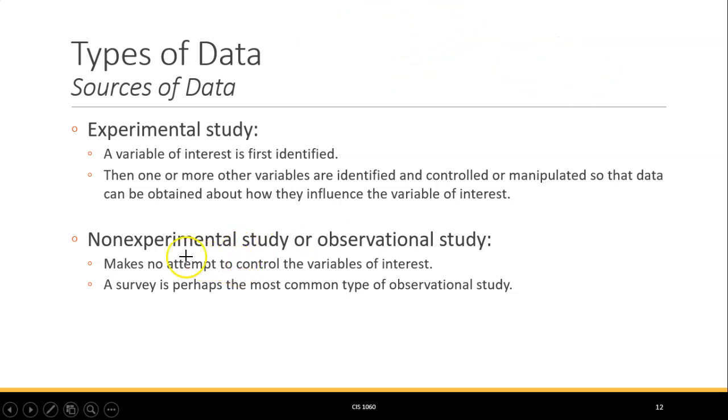Now, a non-experimental or observational study doesn't do anything to manipulate the conditions. They just kind of take a look at what's happening. A really good example is looking at sentiment on social media. That usually has some kind of impact as well.